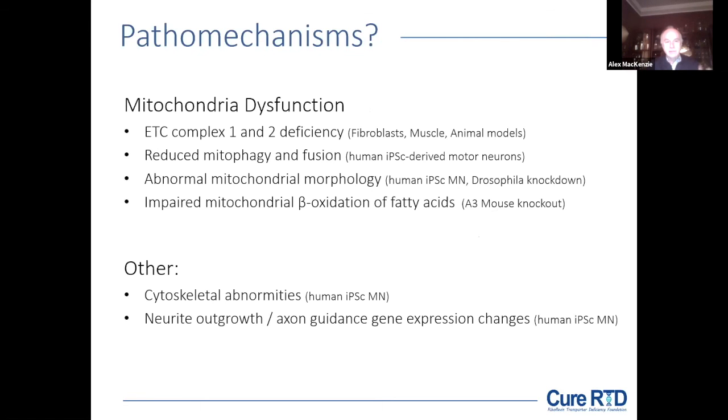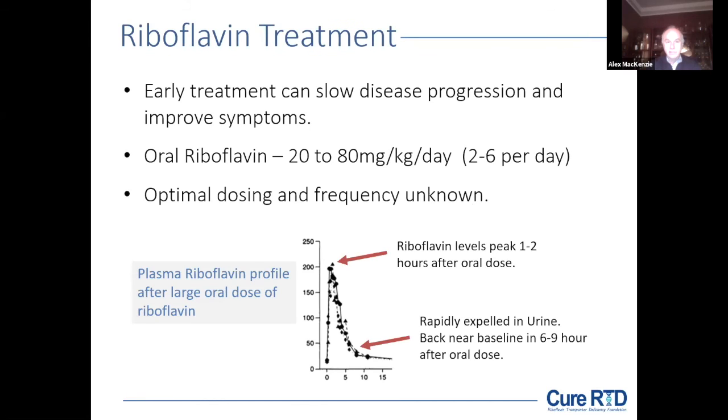You get a mitochondrial dysfunction with all these various attributes. I won't go into each of them, as well as cytoskeletal abnormalities and neurite outgrowth dysfunction. You can treat it with riboflavin. You do treat it with riboflavin. Keith has found that a challenge is getting the diagnosis early enough so you start treating early enough. Even when you get treating early enough, it doesn't stop progress.